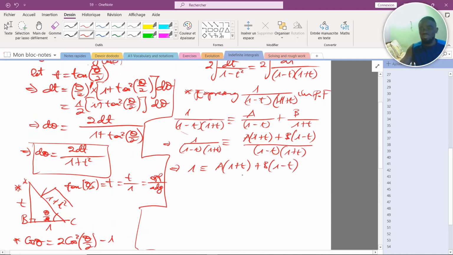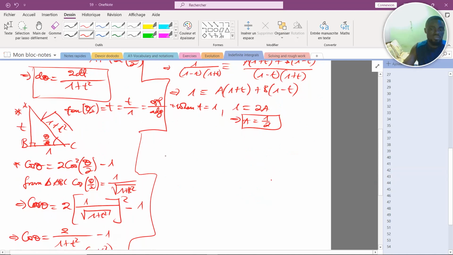There's no need of developing it and coming out with a system of equations, because if I want to find a, I can easily eliminate b by letting t be 1. If I want to find b, I just need to eliminate a by letting t be minus 1. So let's start by finding a. When t is equal to 1, we'll have 1 being equal to what? Here this will become 0. I will have 2a. So this implies a will be equal to a half. We have already our a.